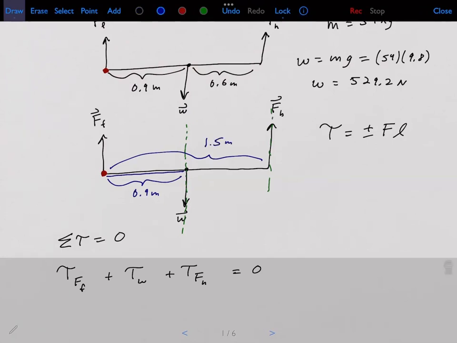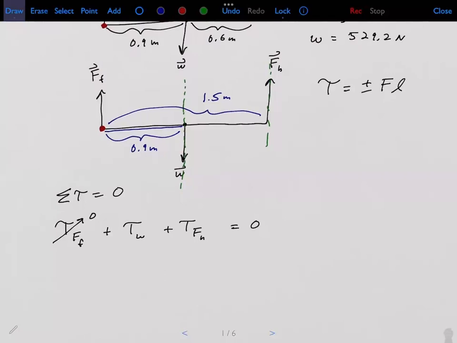Okay, so now I can start working on these things. Torque due to the force on our feet. Well, in this case, since this line of action of the force on our feet goes right through the axis of rotation, there's no moment arm. So this torque here, due to the force on the feet, is going to be 0, right? There's no moment arm. So that's just 0.